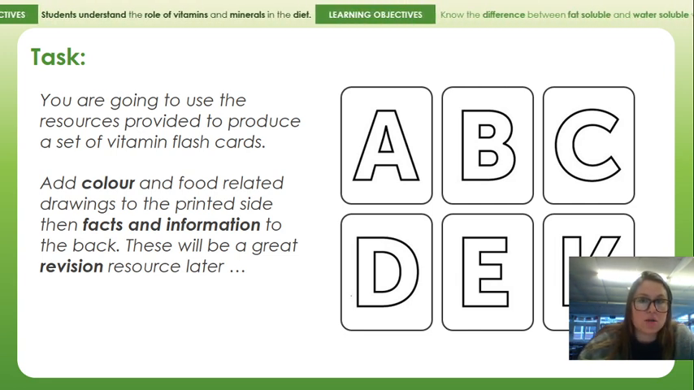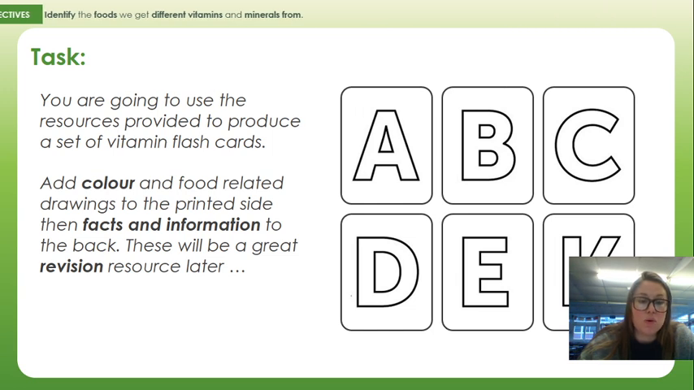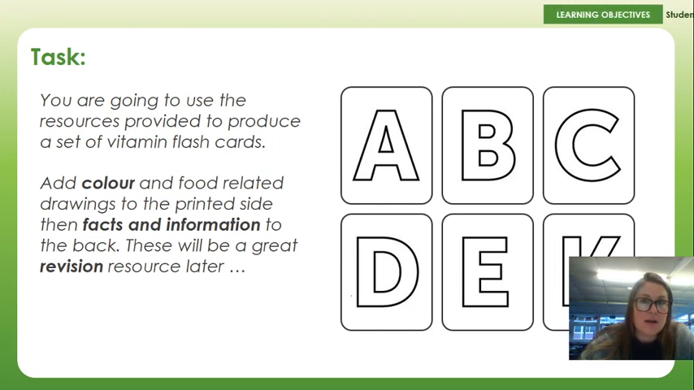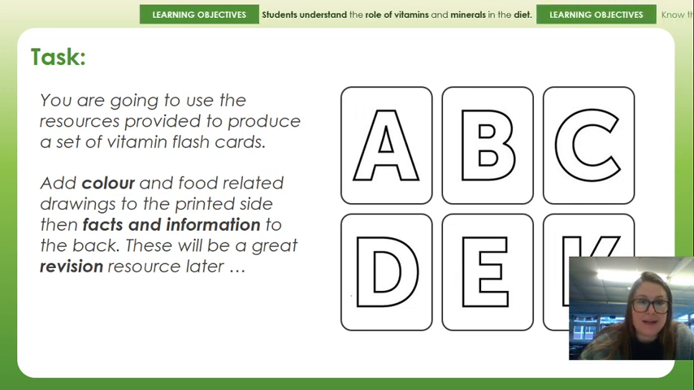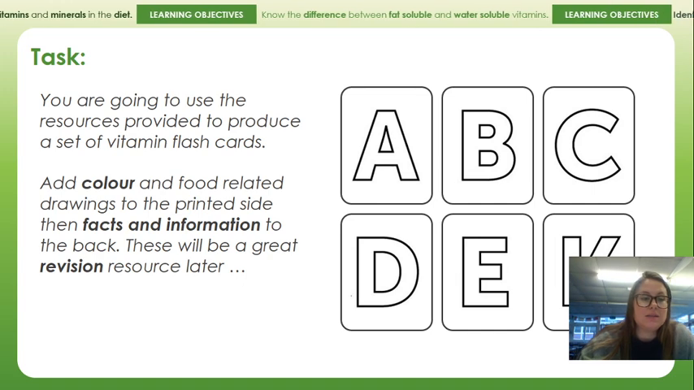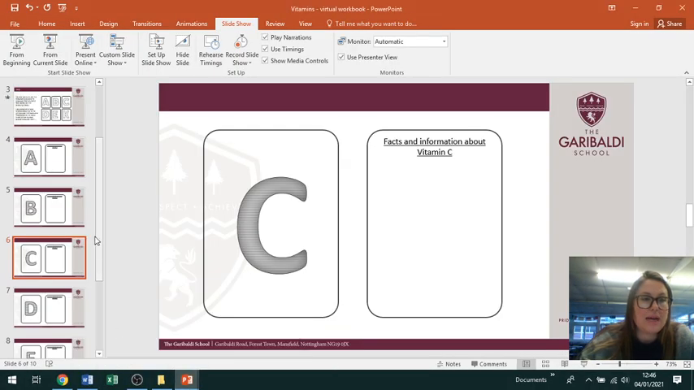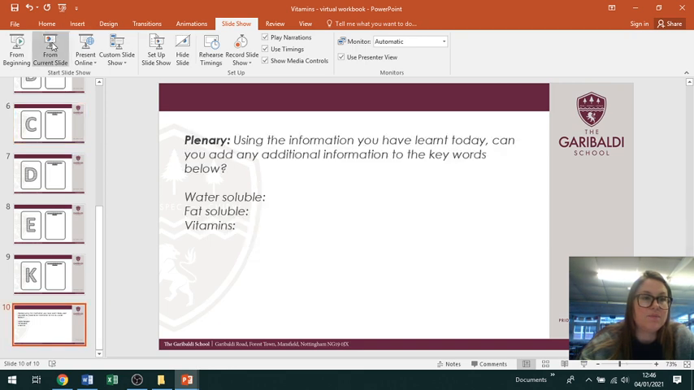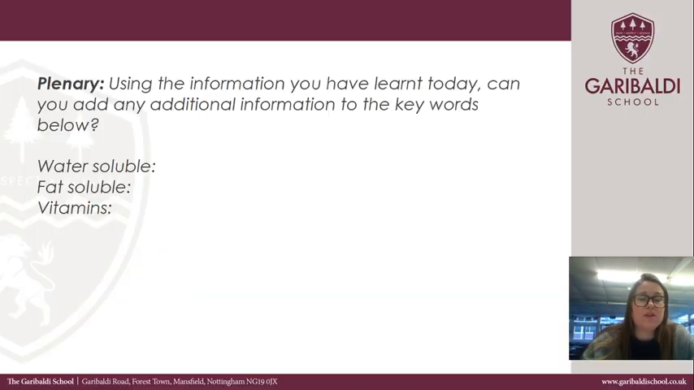Just as a last little task to finish off as a plenary, if you haven't finished your flashcards, pause the video now to complete that task. And your final plenary task is just to see if you can add some depth to those keywords that we looked at at the beginning of the lesson. So can you add any more information about the terms water soluble, or more specifically water soluble vitamins, fat soluble vitamins, and just vitamins in general? Any additional information you can add, you can either add this onto the plenary slide, onto the virtual workbook, or you can add these just using a different colour onto the starter task that we started at the beginning of the lesson.